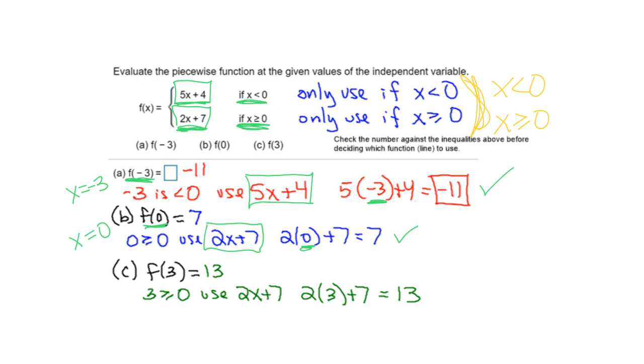And then finally on the bottom, I've got x equals 3. So 3 is greater than 0. That means I need to use the 2x plus 7, the second function. I substitute 3 in, I get 13 out, and I am good to go.